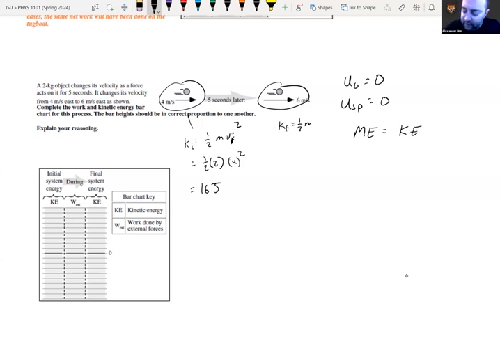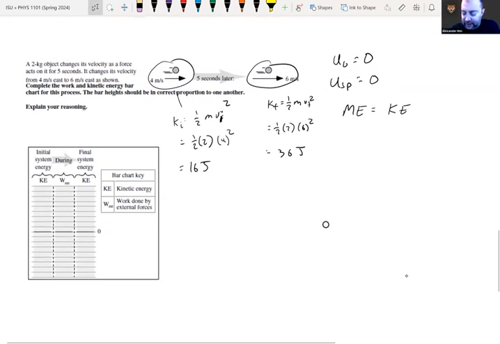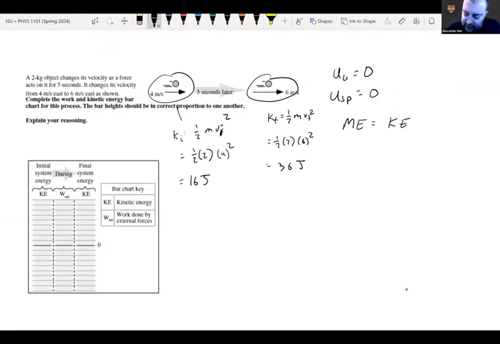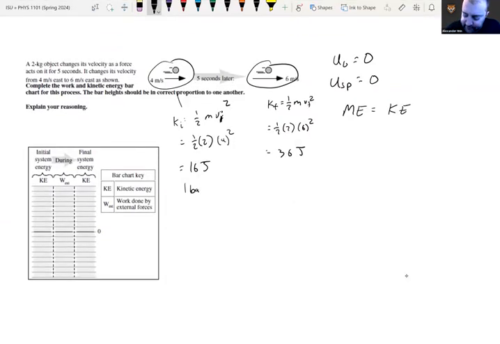So 1/2 m v final squared. So 1/2 times 2 times 6 squared. And when you do that, that'll give you 36 joules. Now we need to figure out how to display this on the graph. Basically, what I would do here is just let 1 bar equal 4 joules. That seems pretty reasonable because then this thing is 4 bars and this one would be 9 bars.